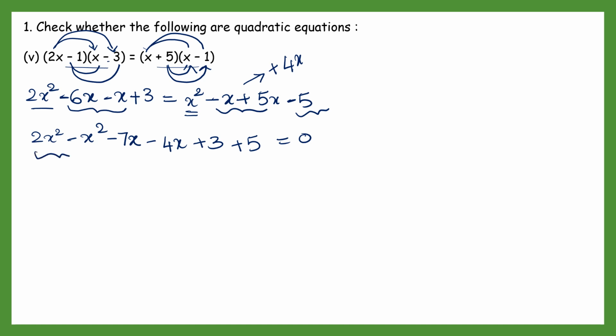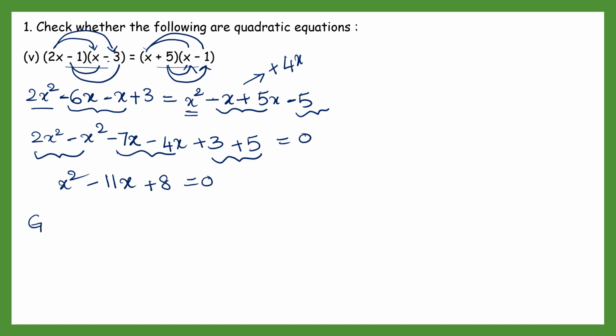Next, 2x square minus x square is x square. Minus 7x minus 4x is minus 11x. 5 plus 3 is plus 8. We have solved the equation.